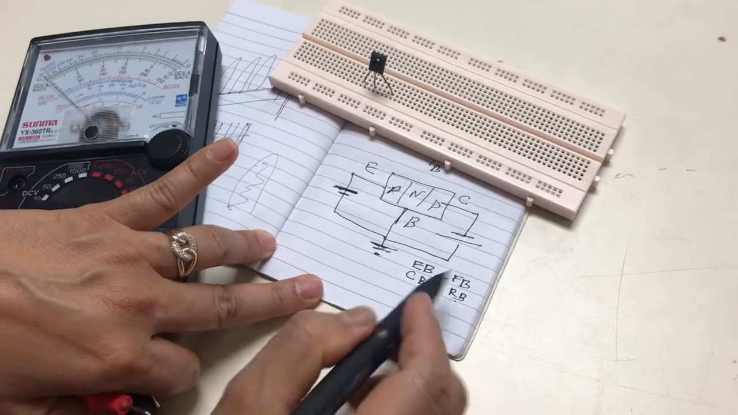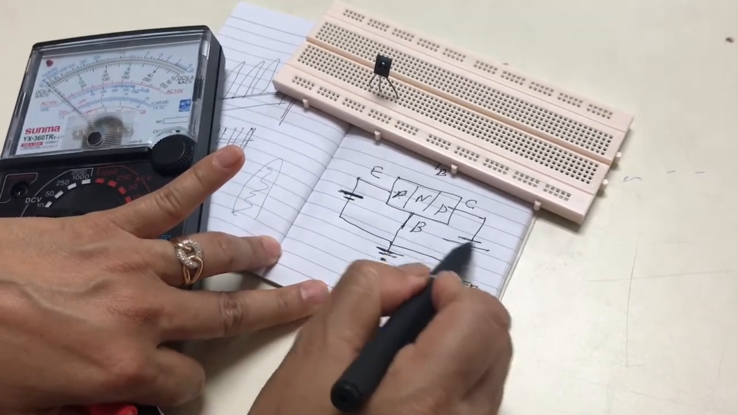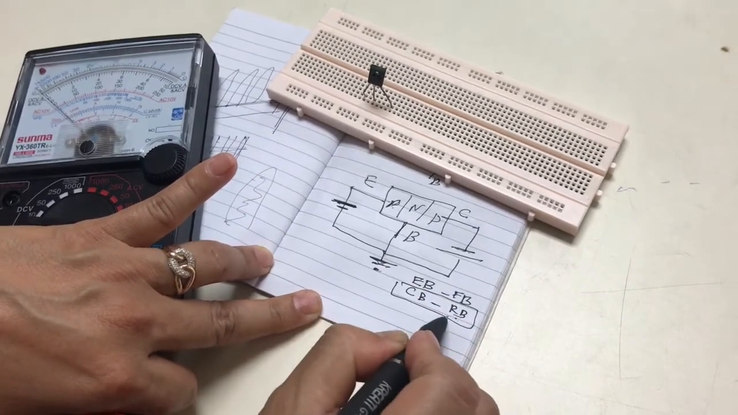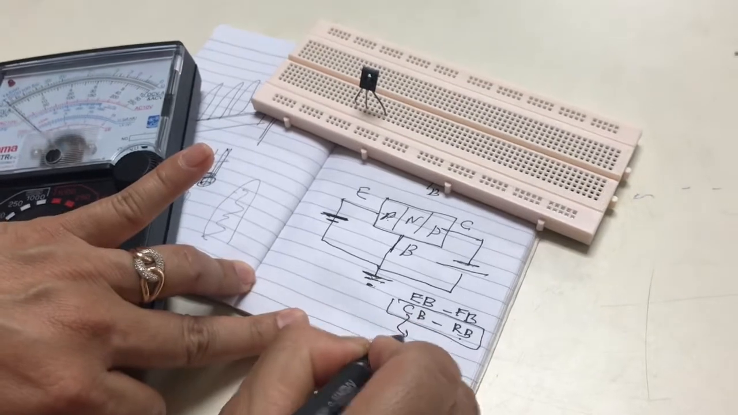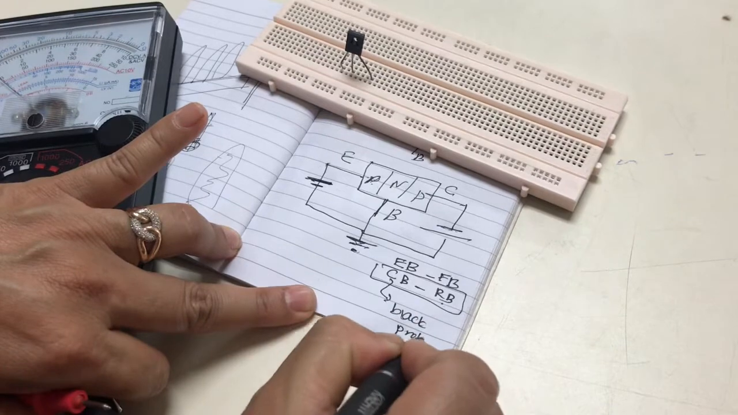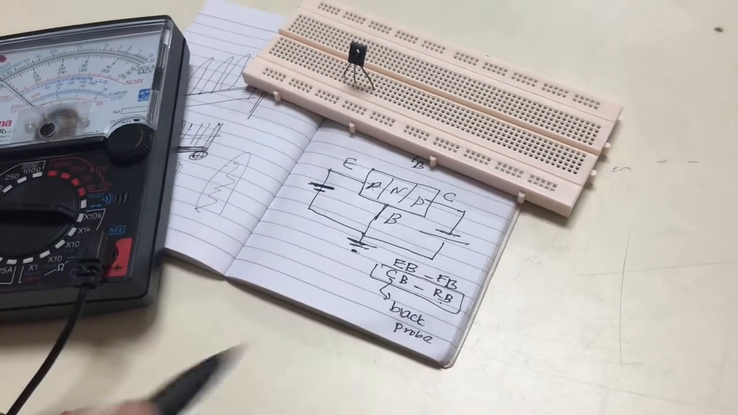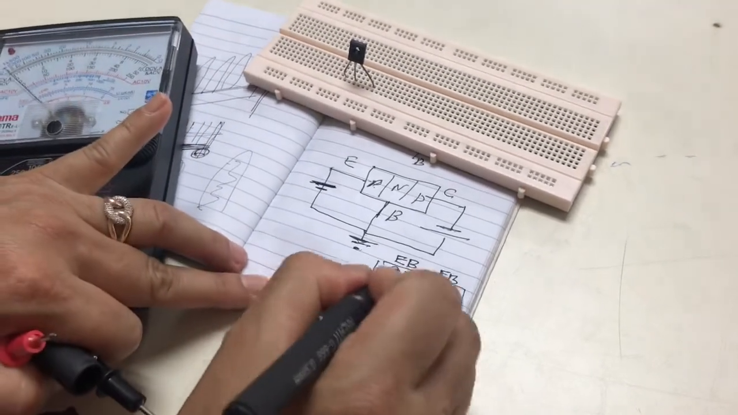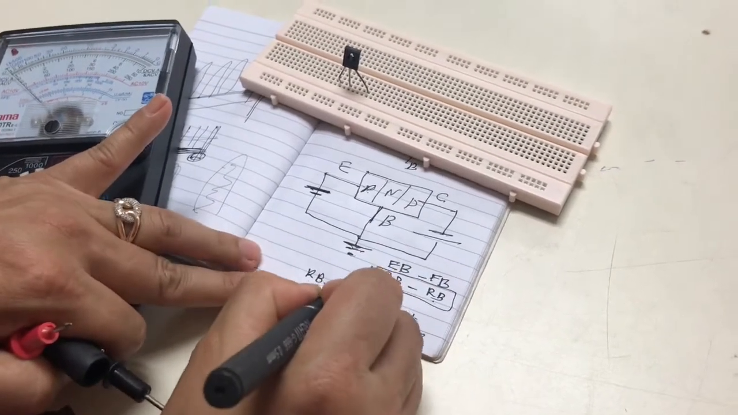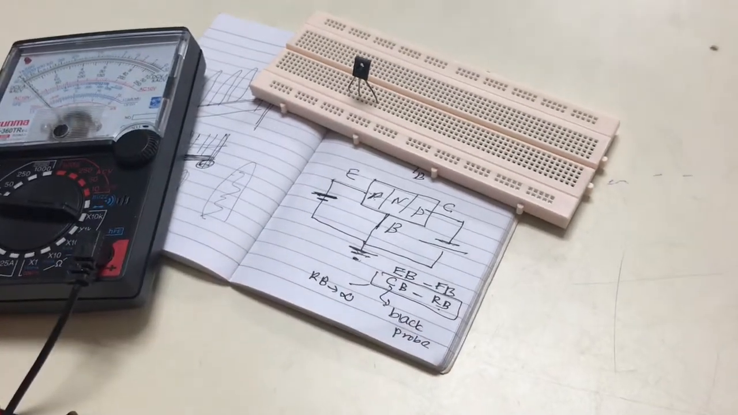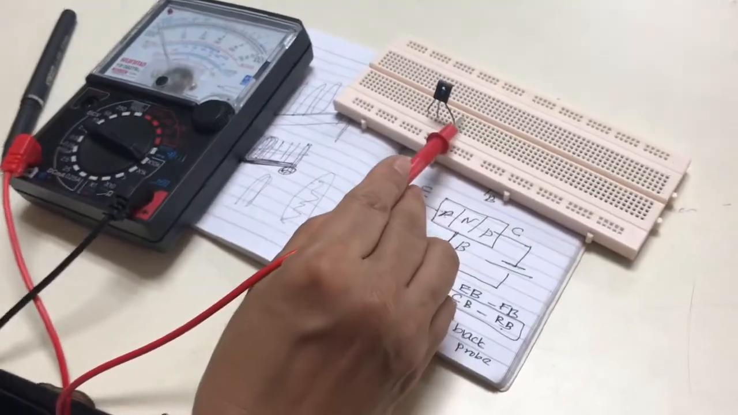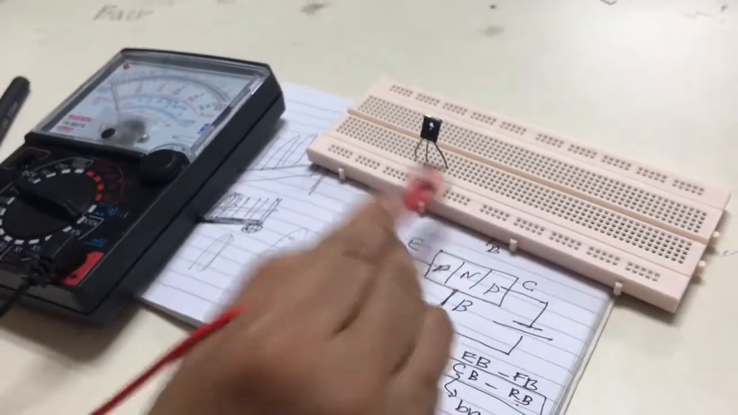In my case, I would like to identify the collector. So I follow this one. Collector must be reverse bias, so the collector must connect to the black probe. And reverse bias will give you infinity in reading. Just now I already identified this one as the base, so we leave this terminal.